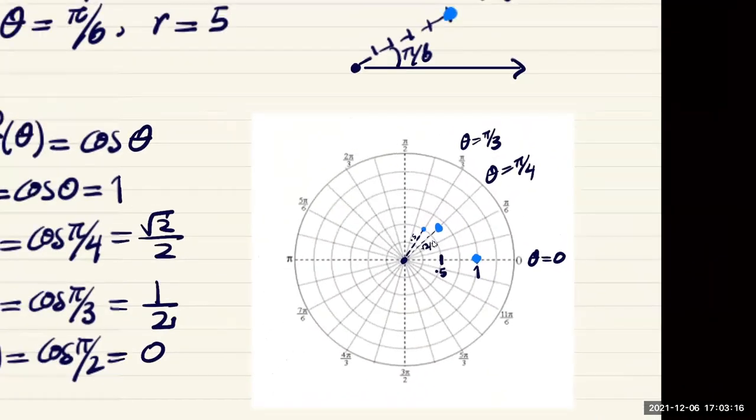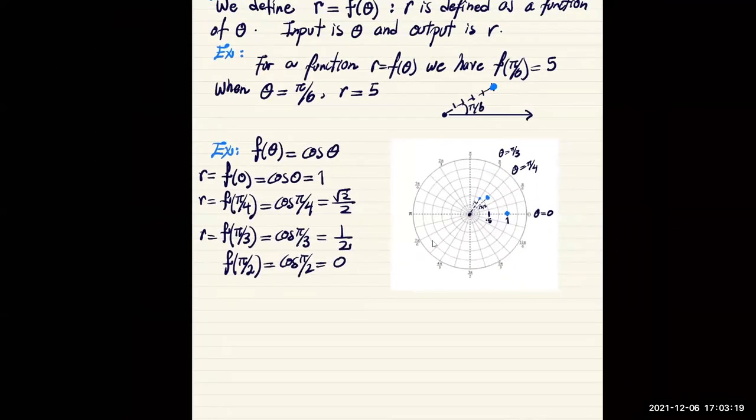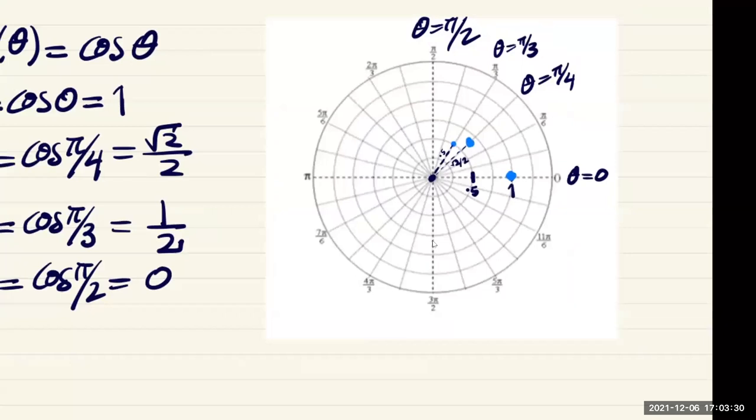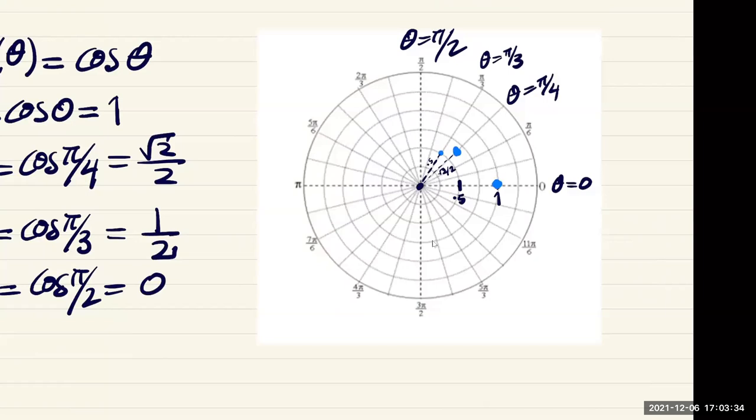0.5. Okay, and finally, when theta is pi over 2, which is this angle, r is going to be 0. When r is 0, guys, where are we? Which point has r equal to 0? Which special point in space has r equal to 0? Yes, the origin, the pole. The only point in this whole space where r is 0 is the pole.